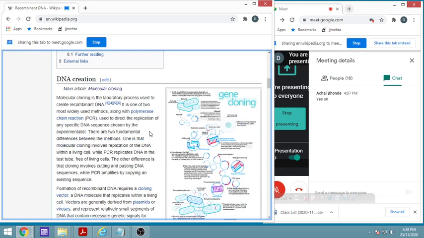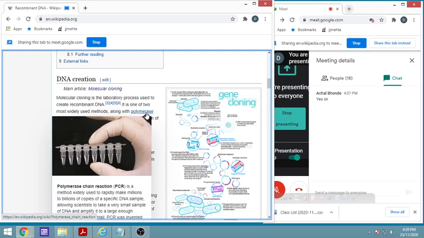So like that, DNA is cloned, that is, a copy of an important portion of the DNA is made. So the first part will be DNA creation. The molecular cloning of the DNA will be done. We know how it was done earlier: some portion is copied, and then one of the most important methods is using polymerase chain reaction.